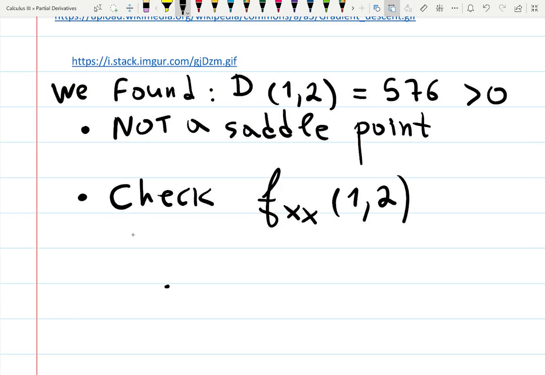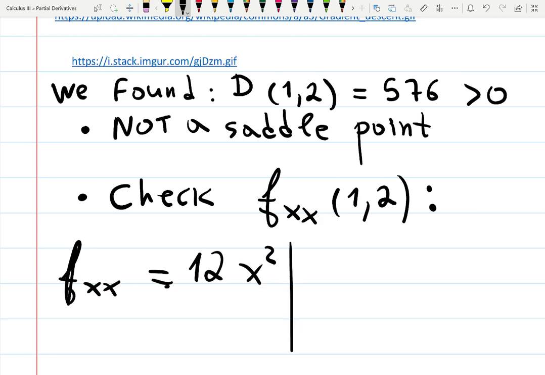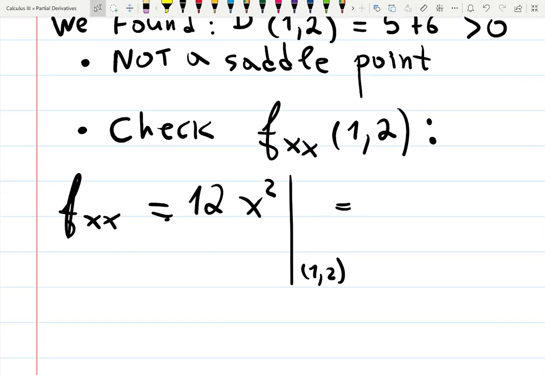So let's figure it out. Check this number. So I need to go back and figure out what my second derivative was. Second derivative, we have it in our notes, so we don't have to recalculate it again. The second derivative f_xx was 12x squared, was it? Yes. 12x squared, thank you. So at (1, 2), I just need to plug in 1. It will be 12.